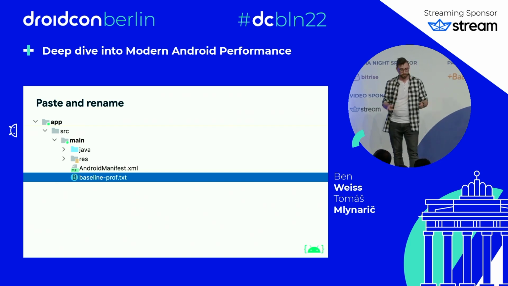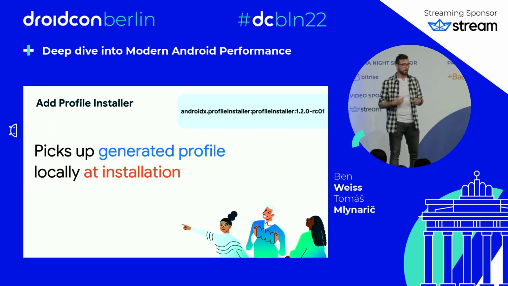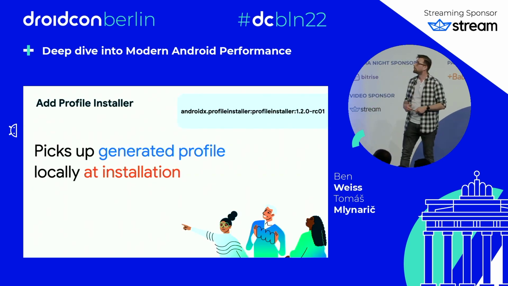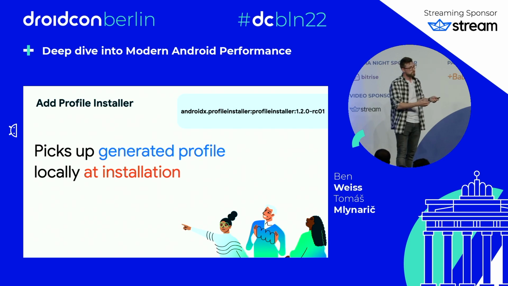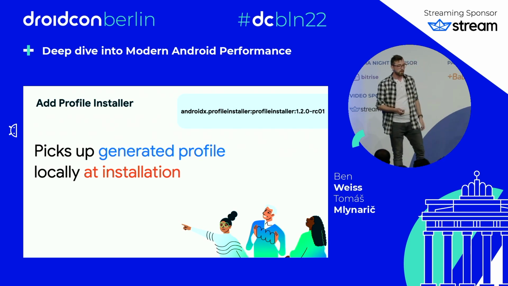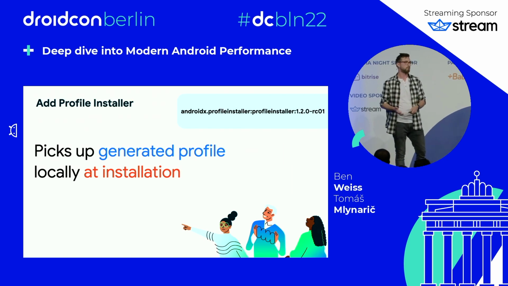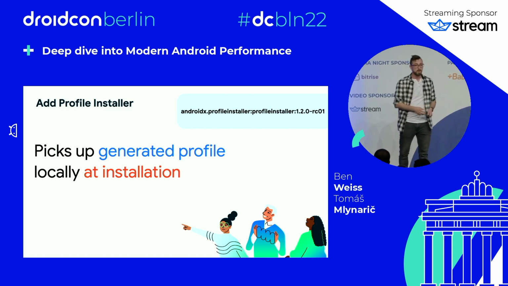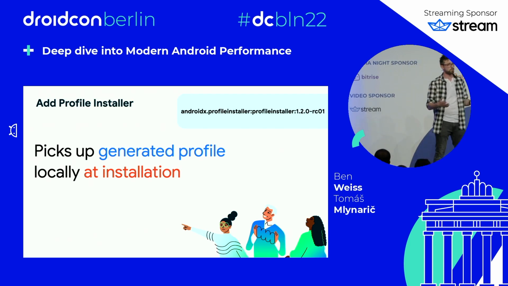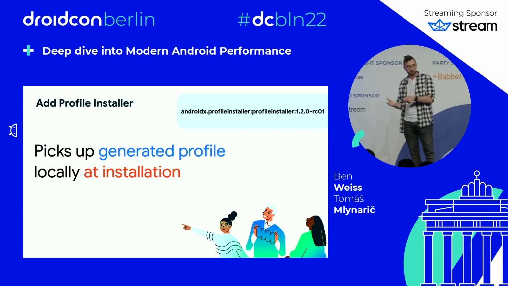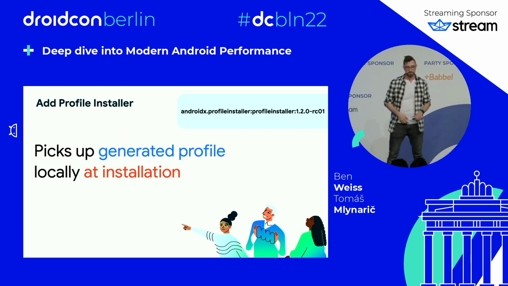There's one more thing we should do, and that is to add a profile installer dependency. Profile installer allows picking up the generated file locally at installation. It helps with local testing and benchmarking to measure effectiveness. But it also supports platform versions that don't work with cloud profiles, which are Nougat and Oreo. And there's one more feature: if you don't distribute your application with Google Play, it can support devices that don't have Play services.